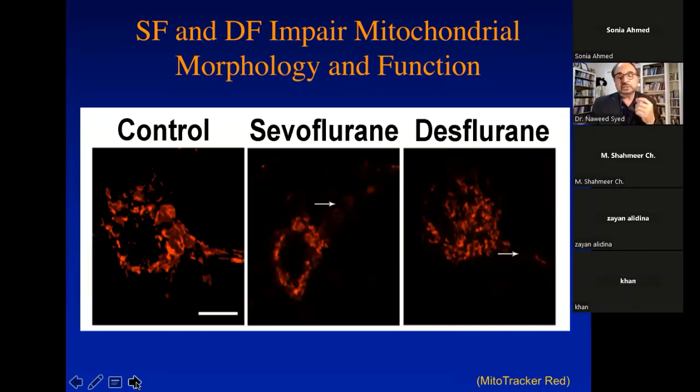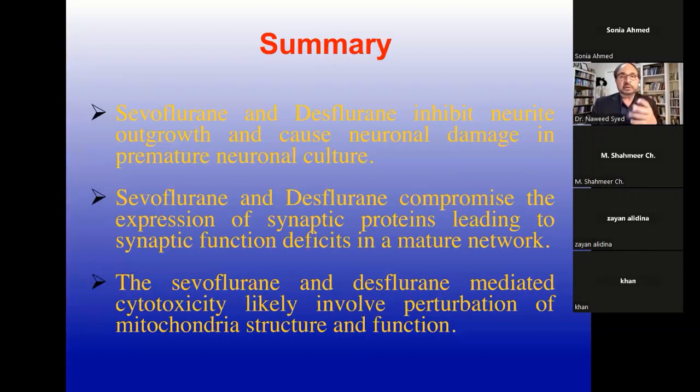And perhaps this may be the underlying mechanism by which the anesthetics are really working. So in summary, sevoflurane and desflurane inhibit neurite outgrowth and cause neuronal damage in premature neuronal cultures. Sevoflurane and desflurane compromise the expression of synaptic protein, which then renders the synaptic network dysfunctional. And finally, sevoflurane and desflurane mediated cytotoxicity most likely involves the mitochondrial structure and function.